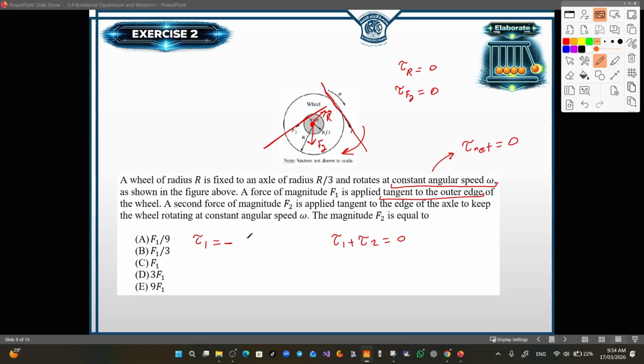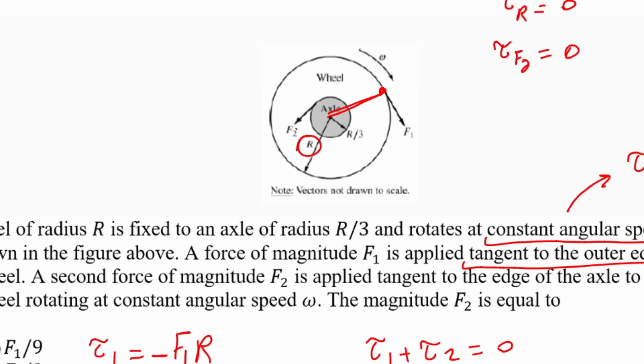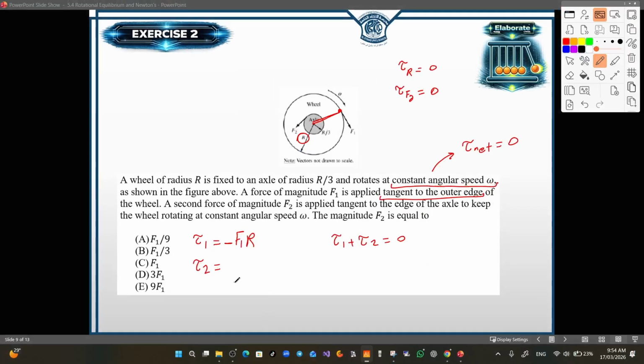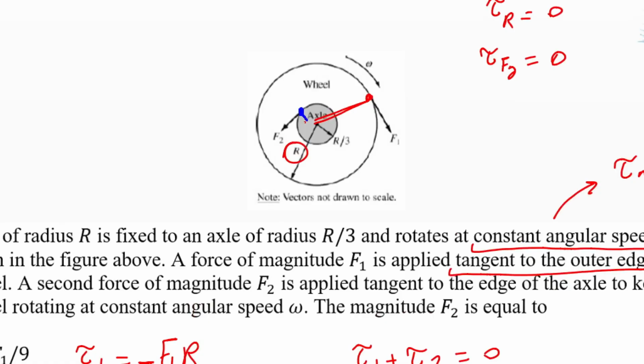Now the magnitude of this force is F1, and the distance between the point of application of this force and the pivot is associated with the outer radius. The outer radius is r. Now for tau 2, this force is rotating the wheel in this direction. This direction is the counterclockwise. For the counterclockwise direction, we use a plus sign. The magnitude of this force is F2, and the distance between the point of application of this force and the pivot is associated with the inner radius r over 3.